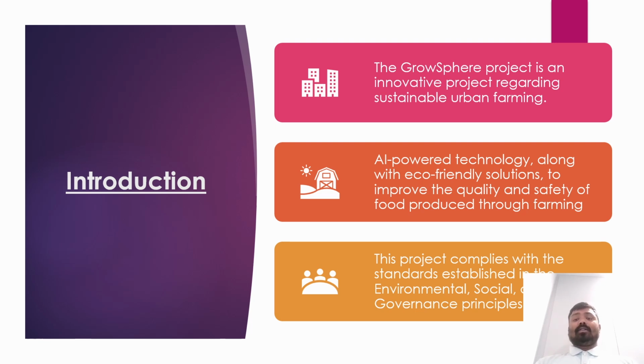project. The GrowSphere project is an innovative project regarding sustainable urban farming, AI-powered technology along with eco-friendly solutions to improve the quality and safety of food produced through farming. The project complies with the standards established in the environmental, social, and economic governance principles. And today, I will be guiding you step by step through the design of our process map.